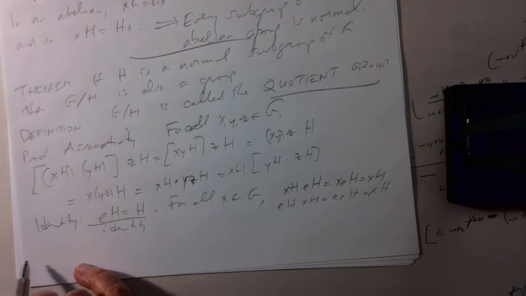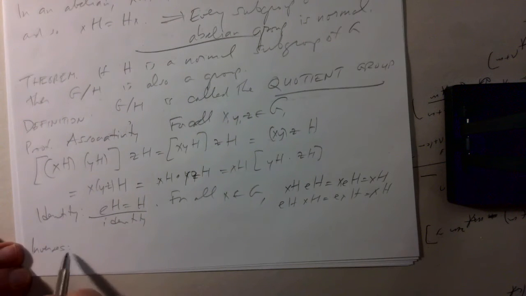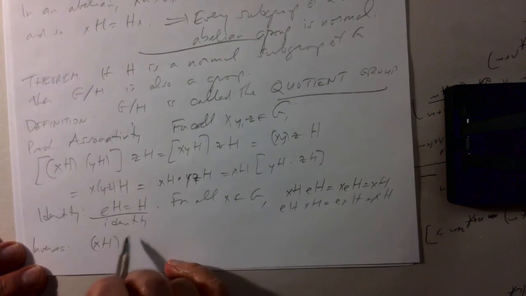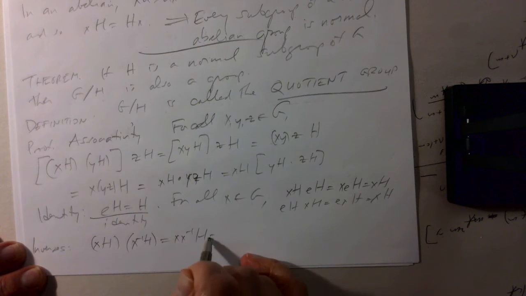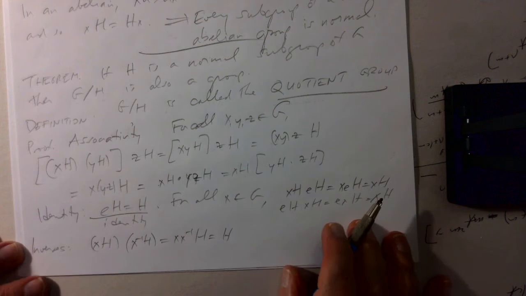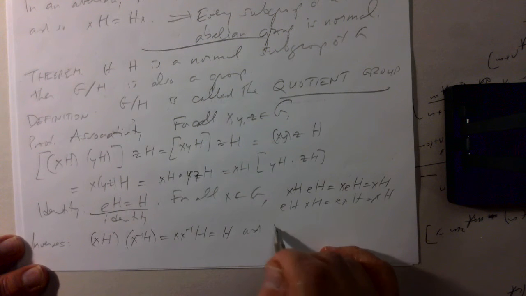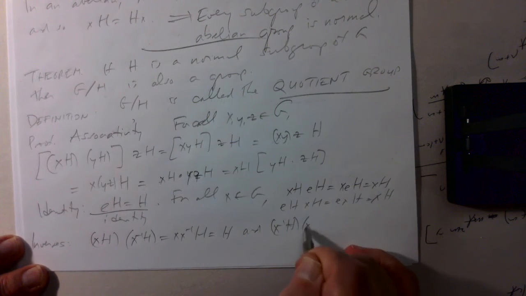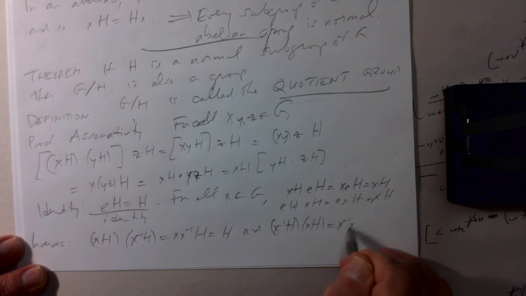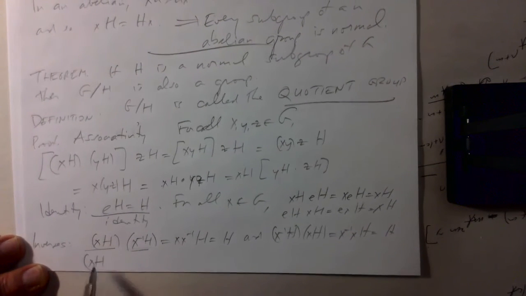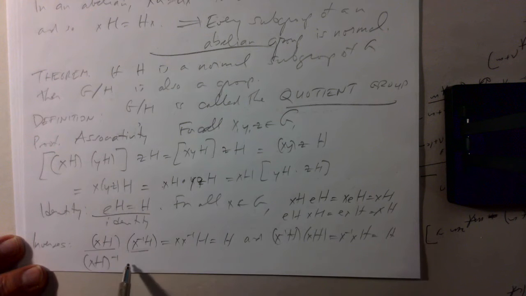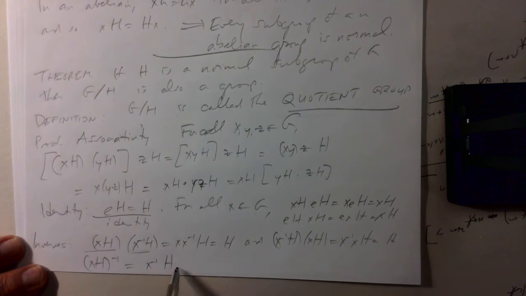And finally, existence of inverses. Well, if you take the coset xH times the coset x inverse H, you get x x inverse H, which is H. And similarly, x inverse H times xH equals x inverse xH, which is H. So therefore, if you take this coset and multiply it by this, you get the identity. So the inverse of the coset xH is the coset x inverse H.